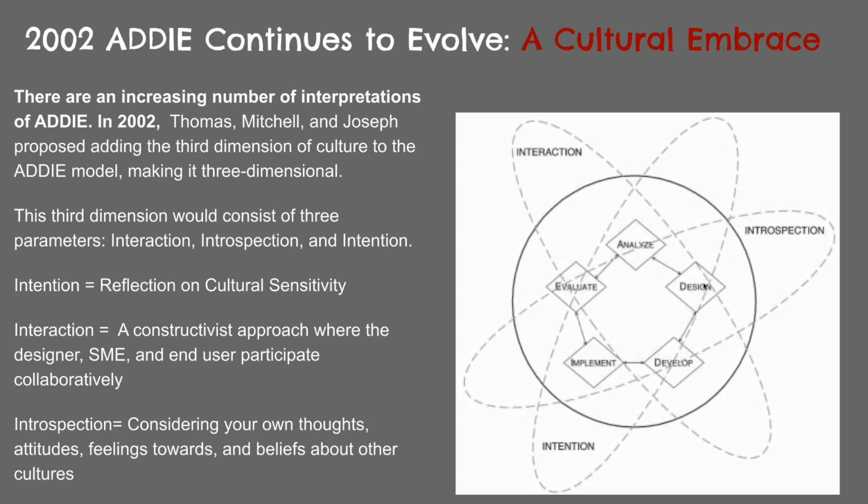In 2002, Thomas, Mitchell, and Joseph proposed adding the third dimension of culture to the ADDIE model, making it three-dimensional. This third dimension would consist of 3 parameters: interaction, introspection, and intention. Intention is the reflection on cultural sensitivity. Interaction is a constructivist approach where the designer, subject matter expert, and end user participate collaboratively. Introspection is considering your own thoughts, attitudes, feelings towards, and beliefs about other cultures.